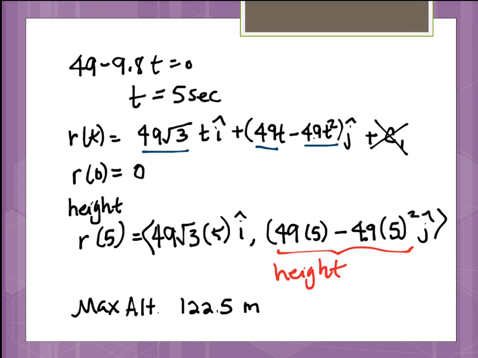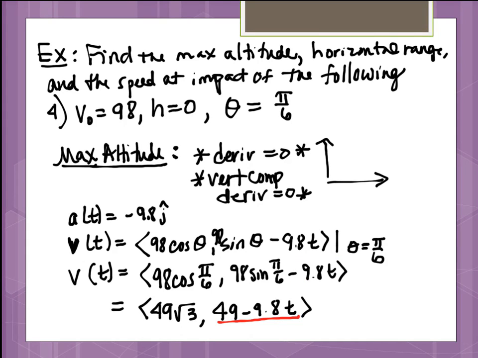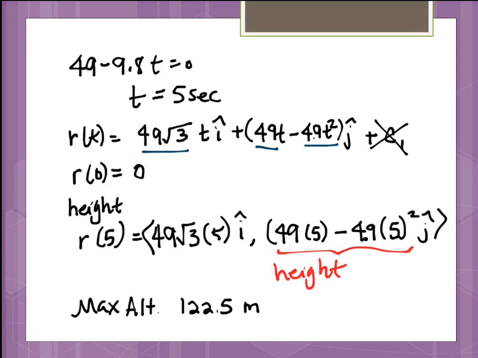Mm-hmm. And I think our problem, it didn't say, but I think the standard for what these are working with is in meters. This height doesn't say meters because it was 0, but it is in meters. All right, so we've got 122.5. That's my maximum altitude.